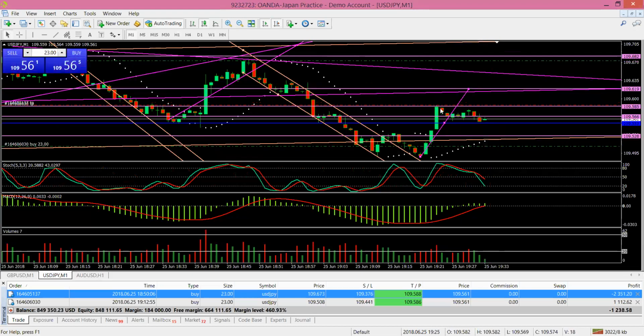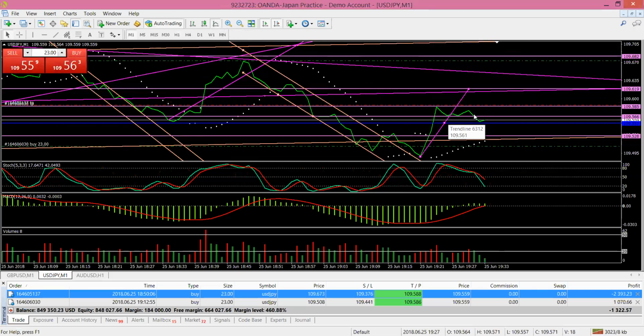This is double top. Possible. Yeah, this is double top. Yeah, I think this stochastic is going to go up one more time. And then that's your chance to get out.